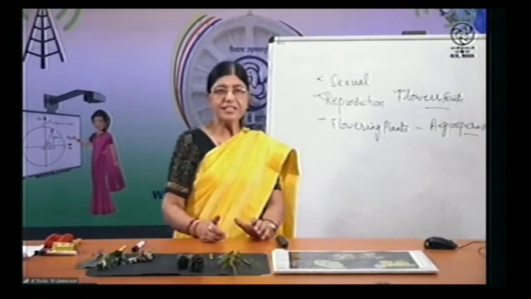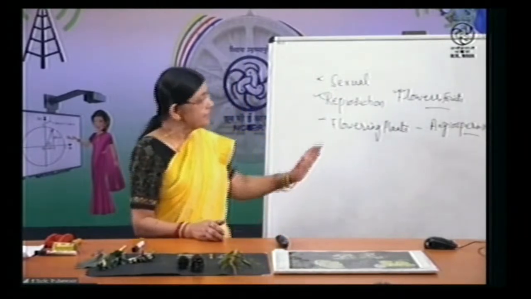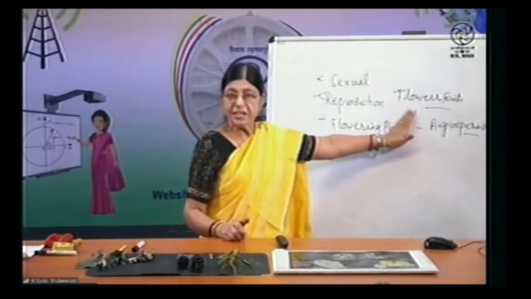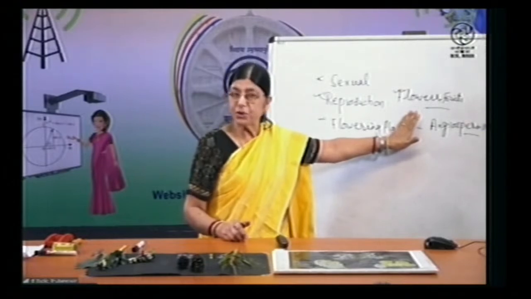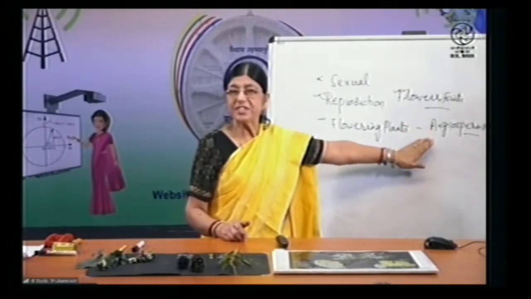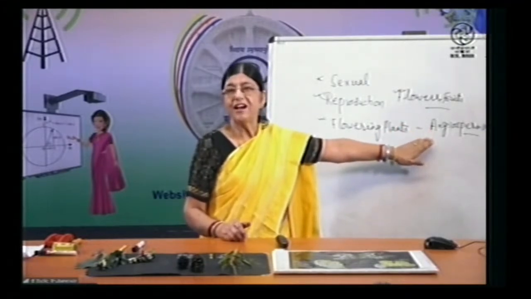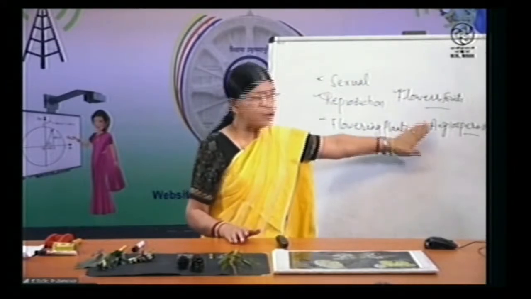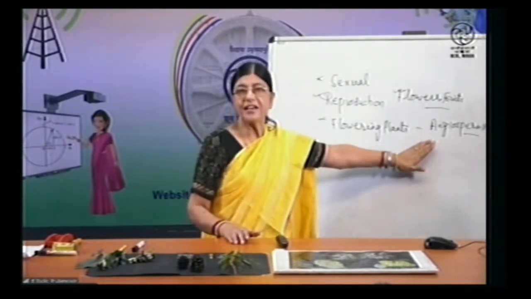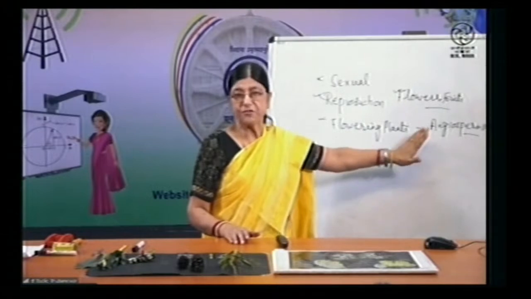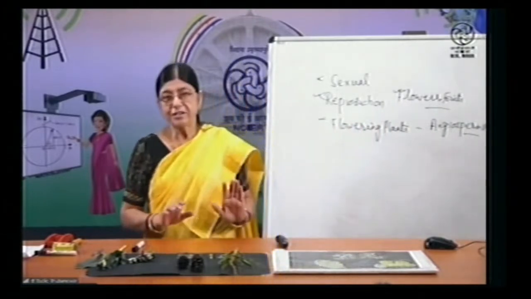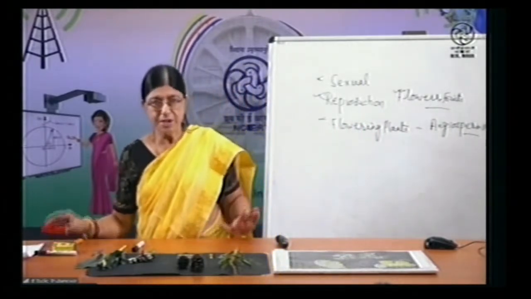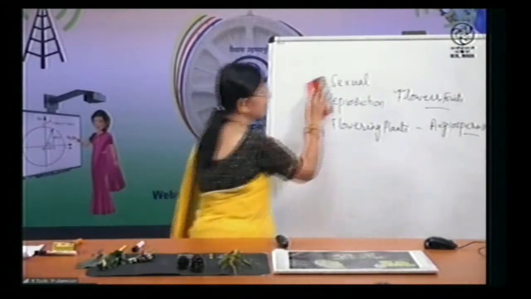For all these reasons, since flowers have been developed in angiosperms, today angiosperms are dominating the earth's surface. Their number is maximum. So the flower is a necessary factor for sexual reproduction. It is already proven.